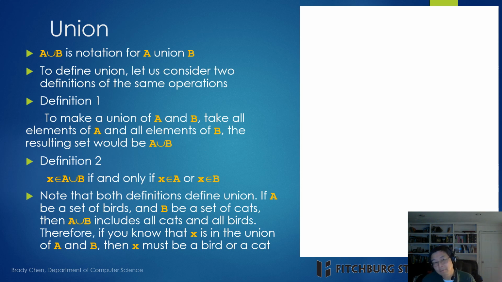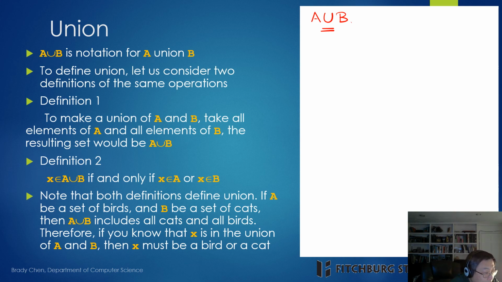So let's look at the first operation, the union. Now we use the notation A union B. Okay. Suppose A is a set and B is a set. Then for A union B, we use the notation that looks like an English letter U.